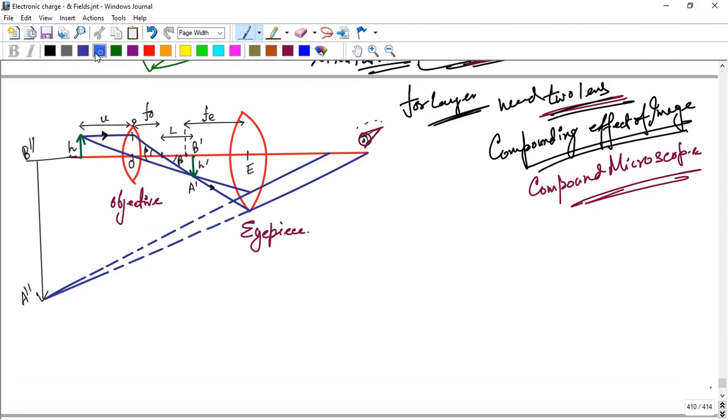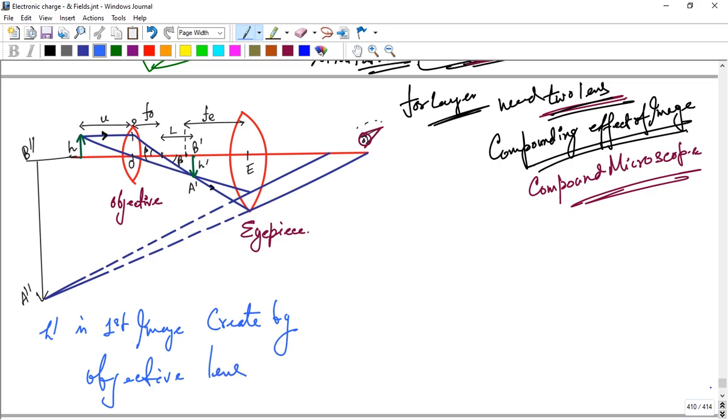So H dash is the first image created by the objective lens. In the board exam, drawing the compound microscope is very important. In alternate years you get this type of question, drawing a compound microscope or telescope. So please practice this drawing, and that is actually very easy.